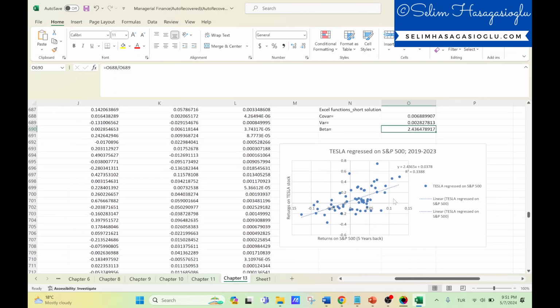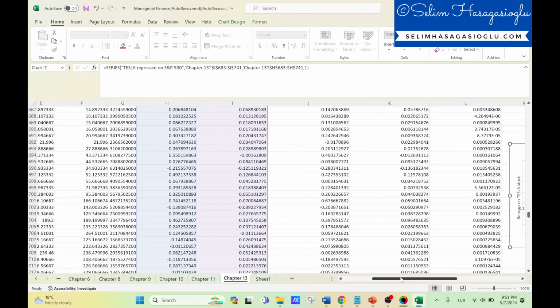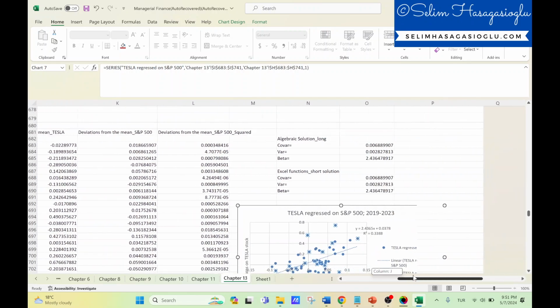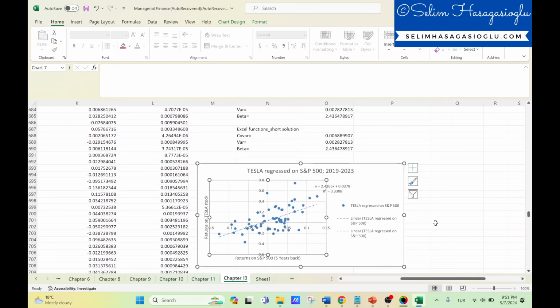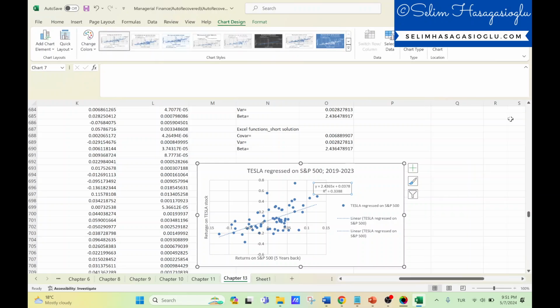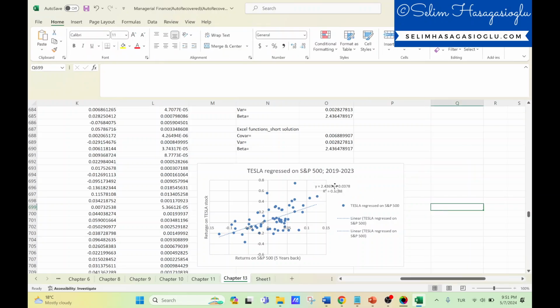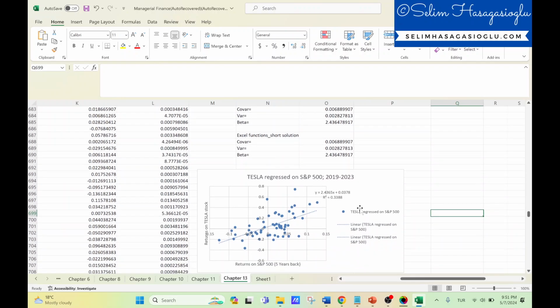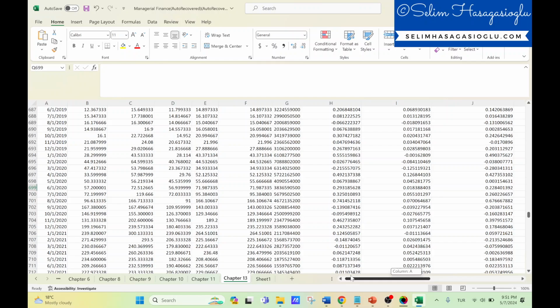Of course, we can just do the linear regression. On the horizontal axis, we have returns on the S&P 500, and on the vertical axis, we have returns on the Tesla stock. So the data come from these two columns, and then we just do the linear regression, and the equation of this linear line will be this, and the slope of this line is the same as that calculated here, 2.44.